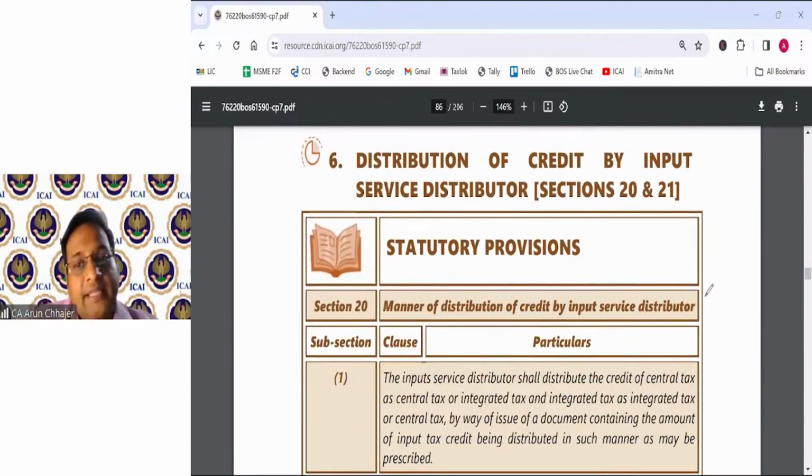Now, ISD. What is the concept of ISD? I have to explain. Let me see the question, if any. There is no question.